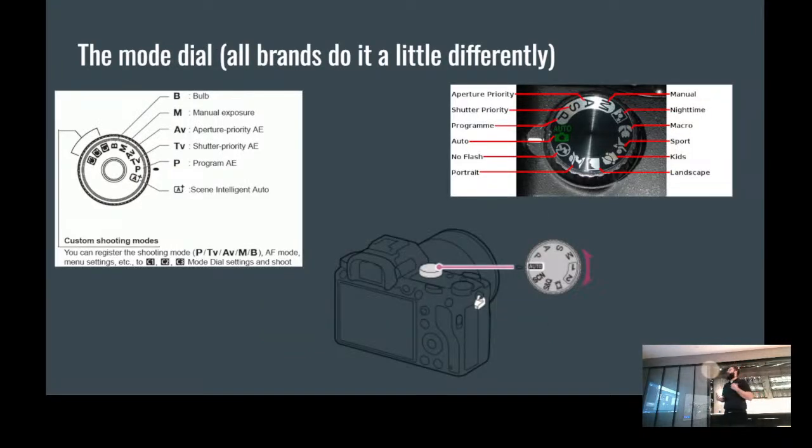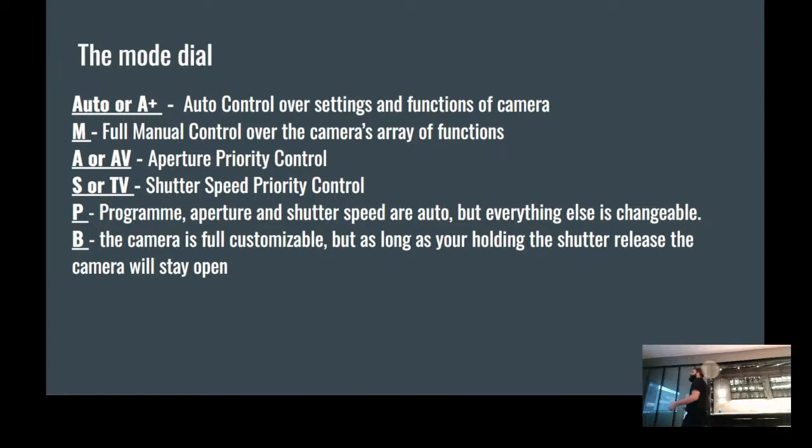Now when we look at the mode dial on there, and it's important to go through this, everyone's going to be a little different. All brands do it differently. For example, you have a Sony camera down here. You can see how they label everything out. You have your Nikon over here. You can see how they do it a little bit differently. And then you have an old school Canon, which has a bunch of different features and faces and shapes on there. But the idea is that they give you a setting for almost everything that you could want to do with this camera. For example, the auto or A+, that's auto control over all settings and functions.